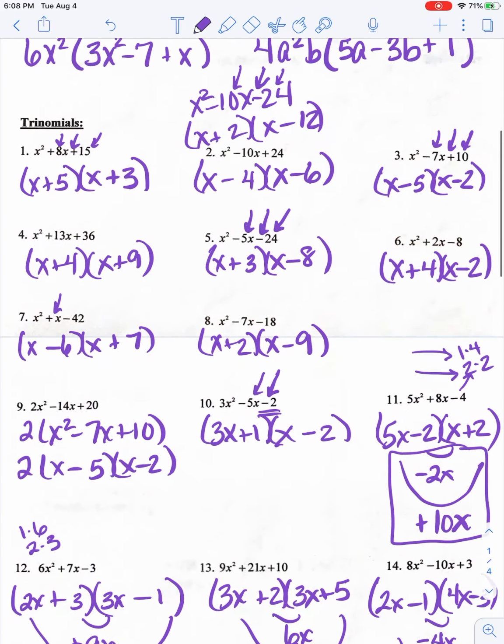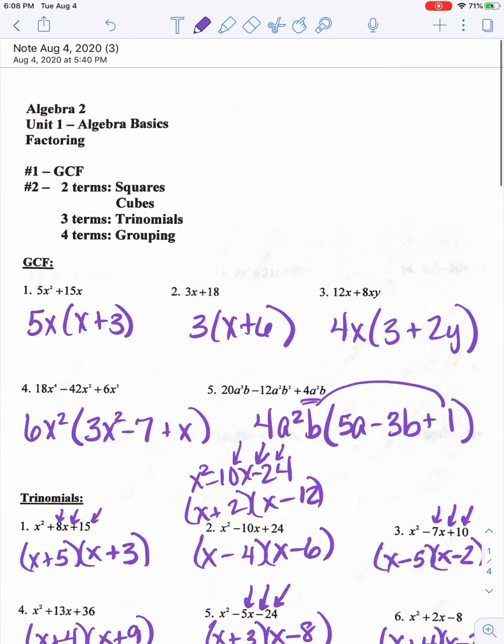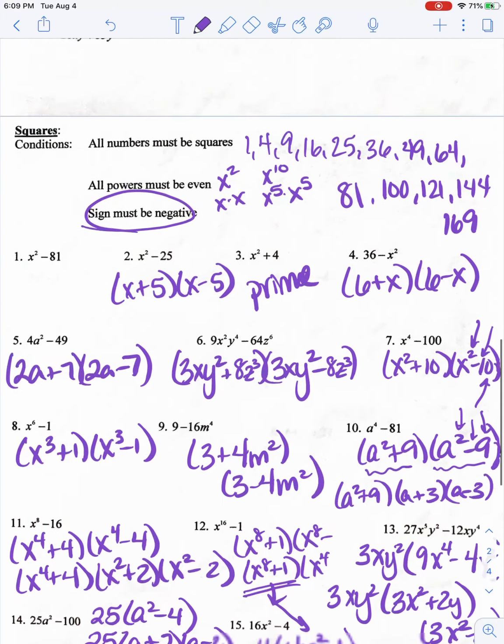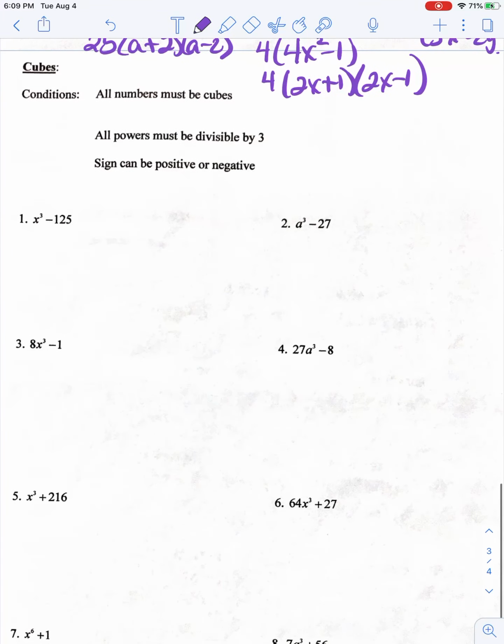So you can see when I list all the types of factoring, the first thing you always try is GCF. And then depending on how many terms you have, that's when you try something else. But number 1 is always GCF. If you have 3 terms, you do a trinomial. If you have 2 terms, you're either going to do squares or cubes. 4 terms is grouping. That doesn't pop up that much, so we're not really going to cover that. So we've done GCF and trinomial and squares, so our last one to do is cubes.